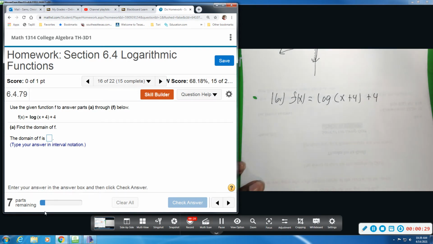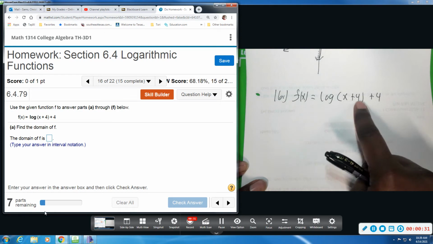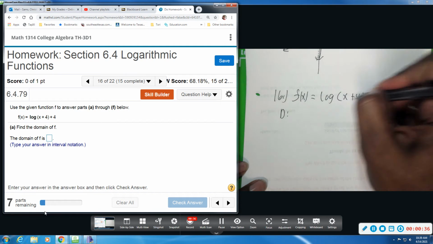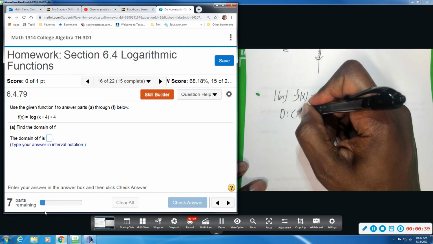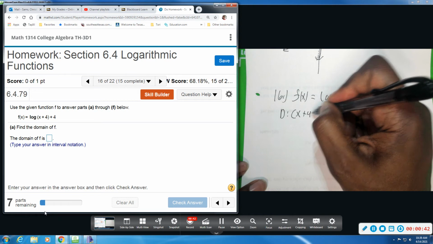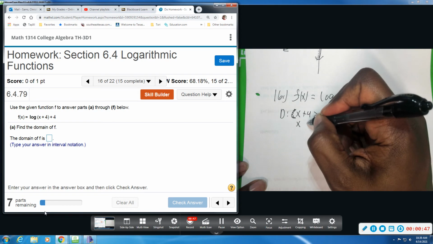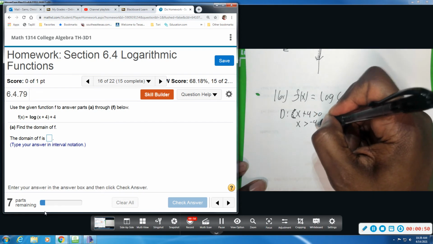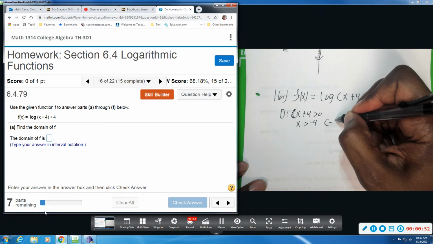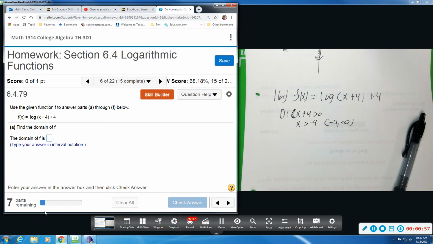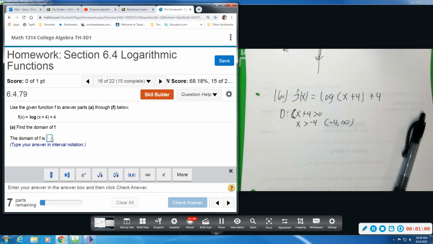All right. So when we're dealing with domain, we're only dealing with the part that we're taking the log of. And so we want to figure out what would make this greater than 0. So x plus 4 greater than 0. In solving that, we will get x has to be greater than -4. All right, so interval notation, -4 to infinity would give us something greater than 0. All right, so for our domain, say -4 to infinity.